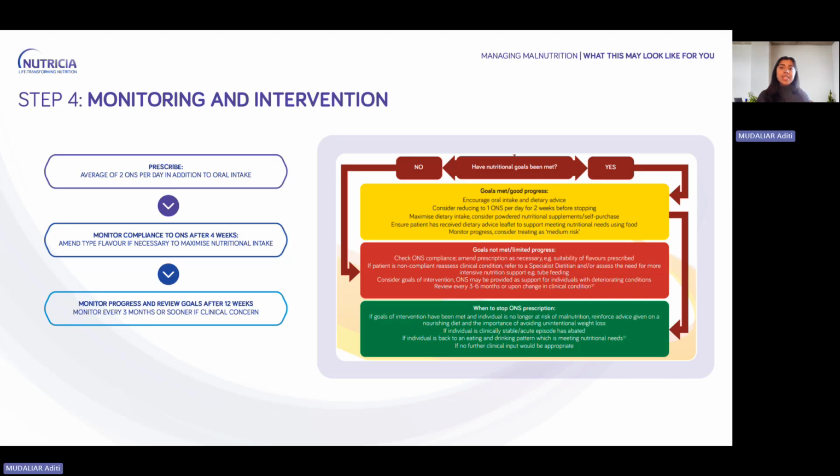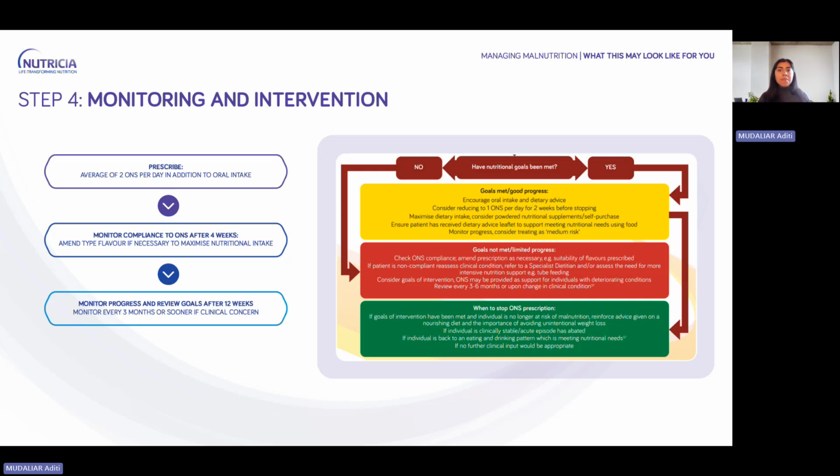Once you've established what is clinically appropriate and preferred by your patient, you can commence your patient on ONS. Monitoring, as always, is crucial to determine progression against goals and to modify the intervention as necessary. Consider weight, strength, physical appearance, mood, appetite, ability to perform activities of daily living, and compare all of these with the goals originally set.